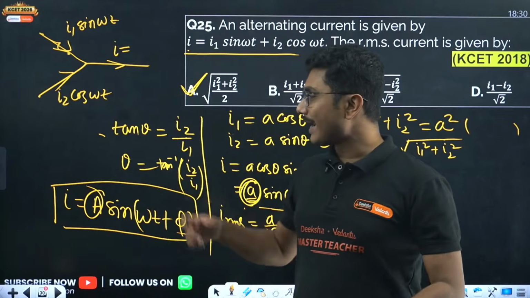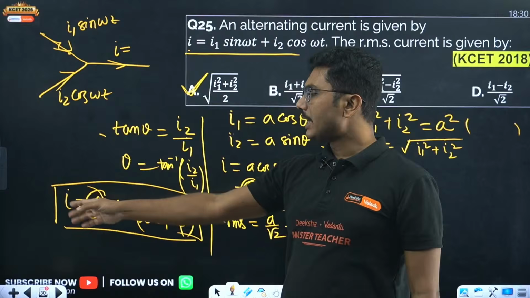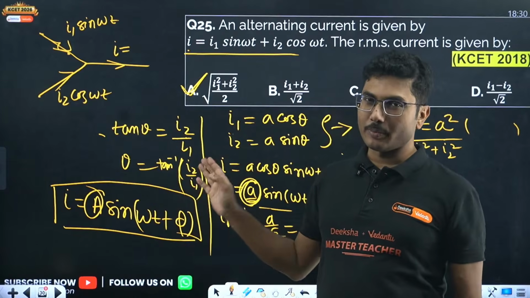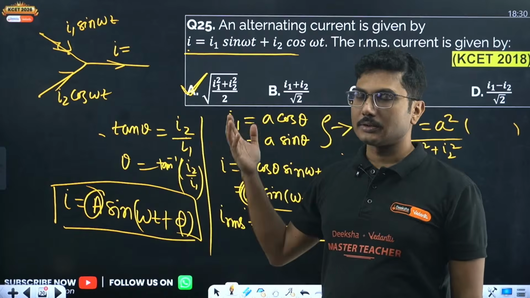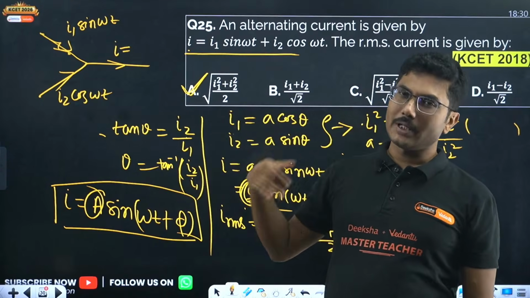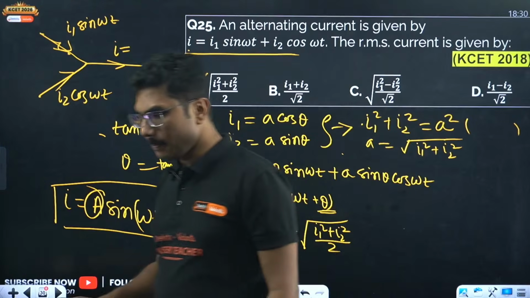So remember, standard AC equation is always given by I is equal to A sin(omega t plus phi), V is equal to Vm sin(omega t plus phi) in some cases.